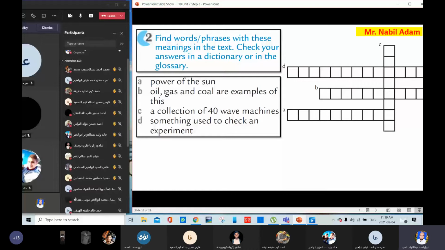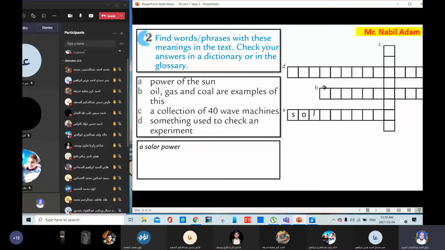So we write solar power here, and you write it here. We write next to A: SOLAR POWER. So we write just one letter in each box. Solar power. Okay. Second one. Thank you, Hani. Oil, gas, and coal are examples of this. So you are going to write here one word or two words or one phrase.